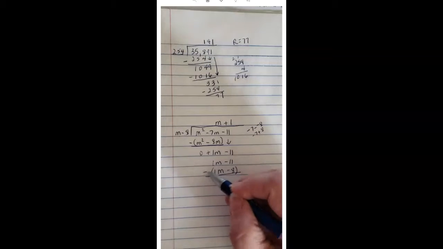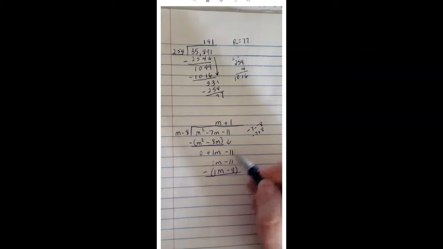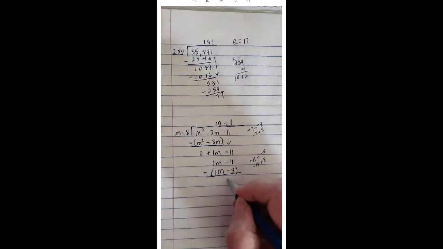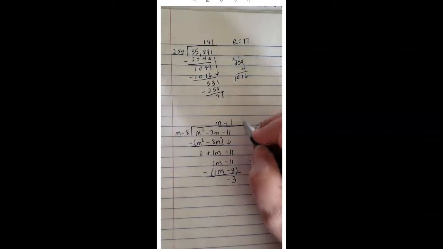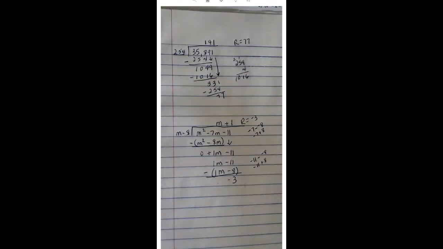I end up with 1m minus 1m, and again, that's a 0 there. You can put it there if you want. And then I take a negative 11 minus a negative 8. Negative 11 minus a negative 8 is negative 11 plus 8, which is negative 3. So I would have a remainder of negative 3. Okay, so that's what there is to this.